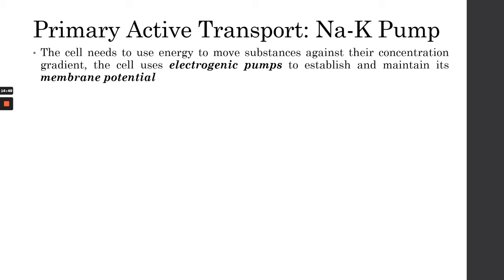So the cell needs to use energy to move substances against their concentration gradient. The cell uses what we call electrogenic pumps to establish and maintain its membrane potential. If you guys remember, Na would always want to go inside of the cell kasi there's a higher concentration sa labas, so lagi silang papasok sa loob. And dahil negatively charged yung loob ng cell, lagi silang papasok sa loob ng cell.